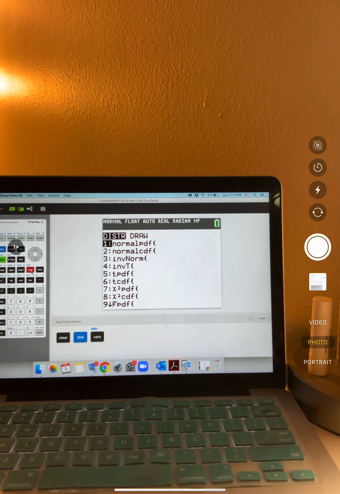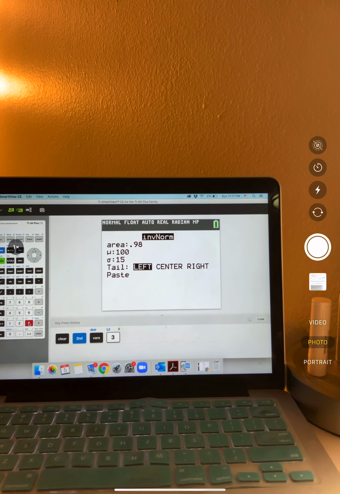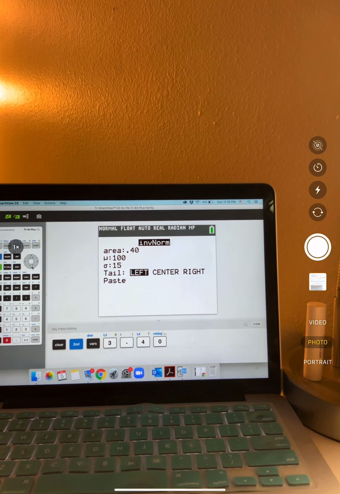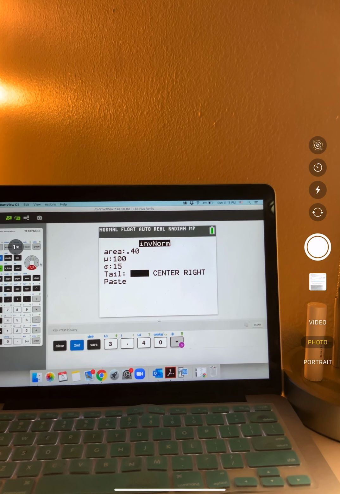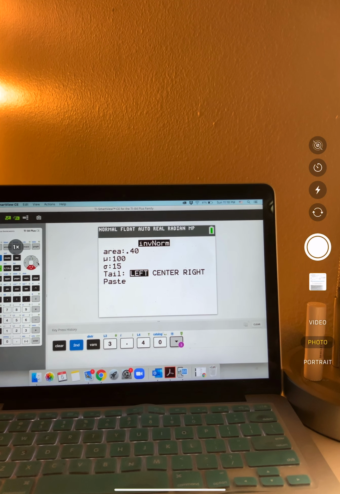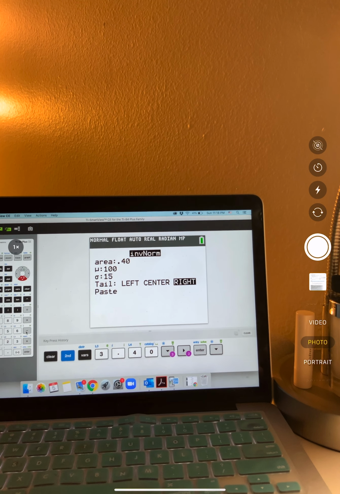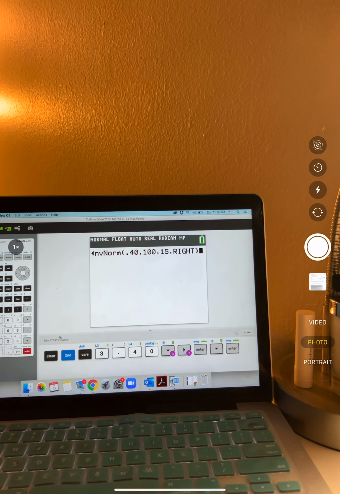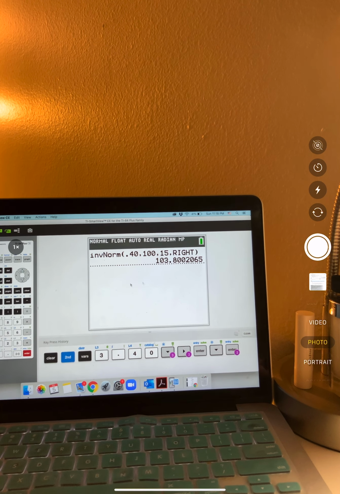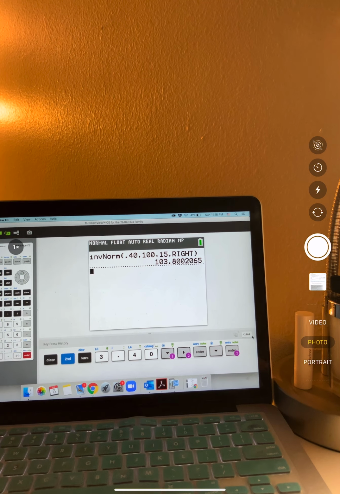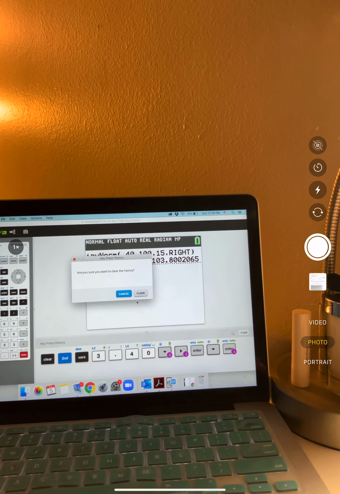Inverse norm. 0.40 was the given area value, 115. Your tail will be selected to the right. And then paste it, and there. You see the two... oops. I think I pressed the right. My mistake. Let me redo it.